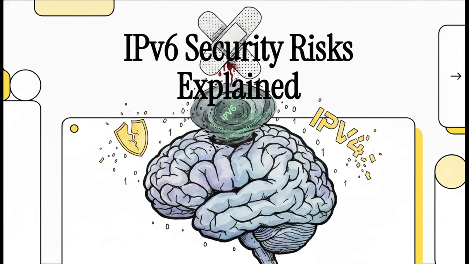Today, we've got a really critical mission. We are going to unlearn our IPv4 muscle memory. Seriously, we're just ripping off the Band-Aid to expose the hidden security dangers of IPv6. If you've been managing networks for a while, you probably have a highly tuned intuition for security. But here's the catch. In an IPv6 world, those old instincts are actually your biggest vulnerability.